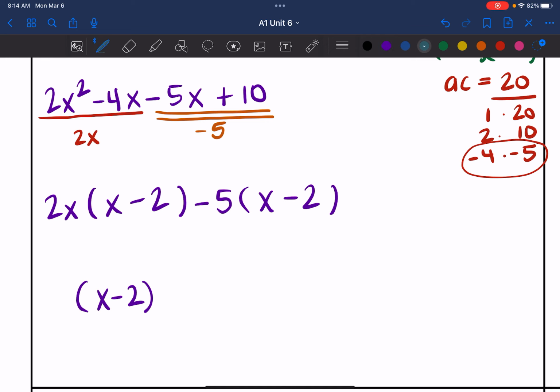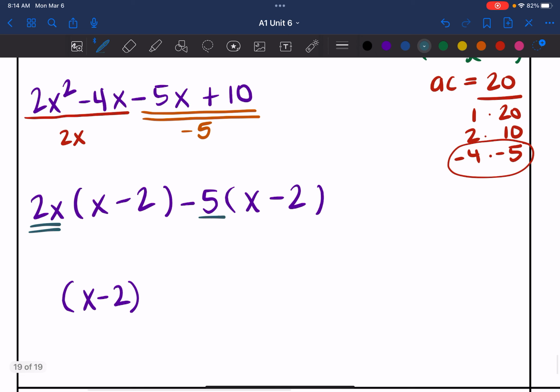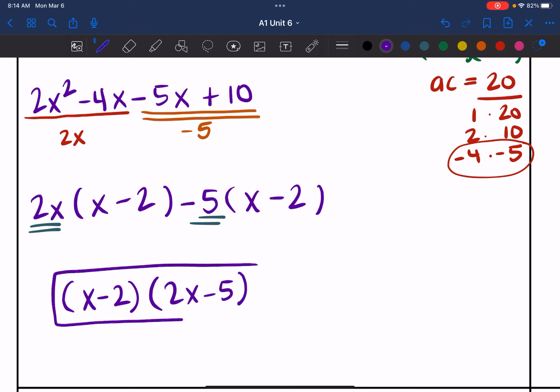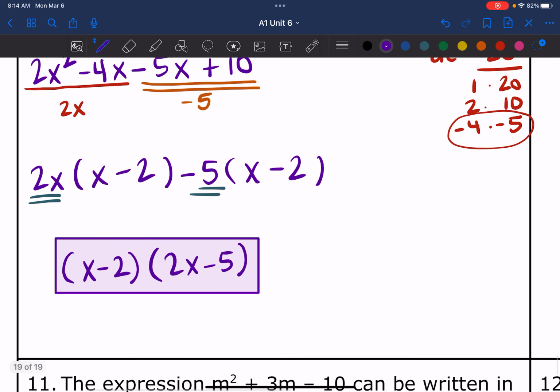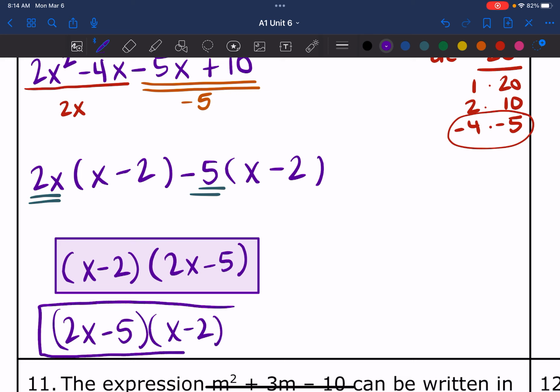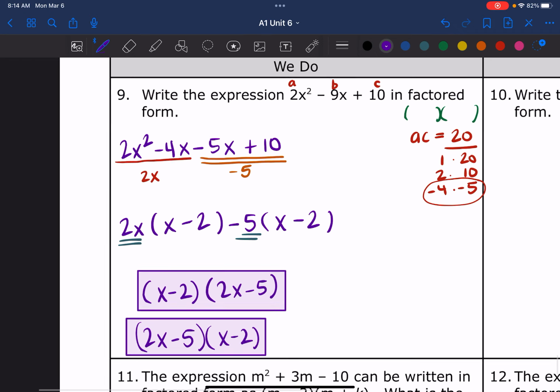And then what's not in the parentheses, so the greatest common factors of both sets, that is going to be your second factor, 2x minus 5. That is that polynomial written in factored form. And remember, it could be in any order. So if they put the 2x minus 5 first, and then they put x minus 2, same thing. It's okay if they have it in a different order, as long as it's the same binomials.